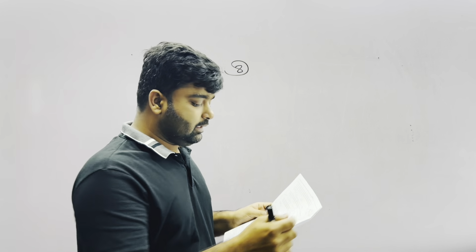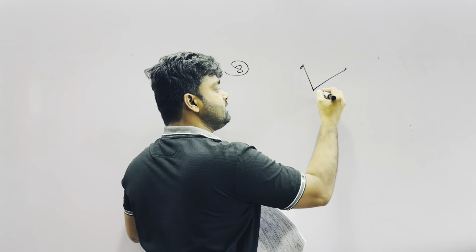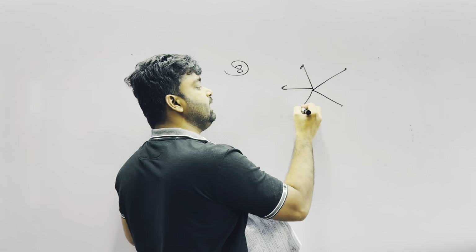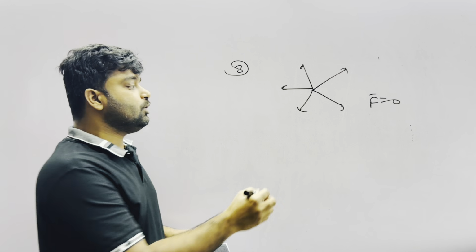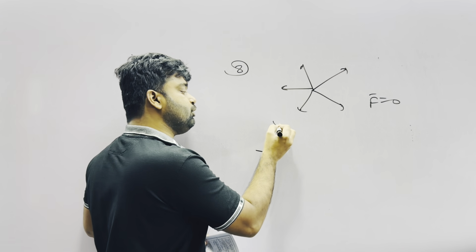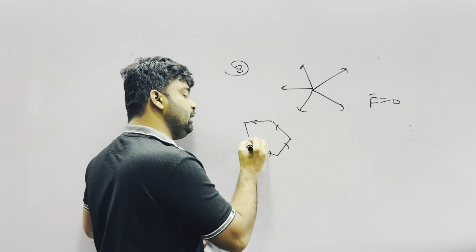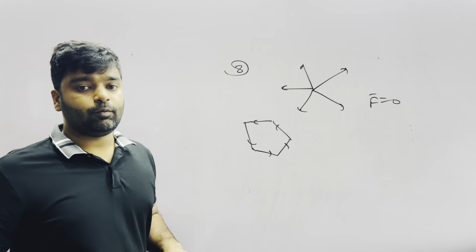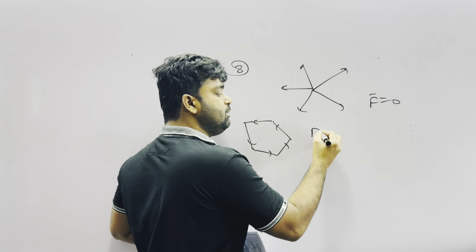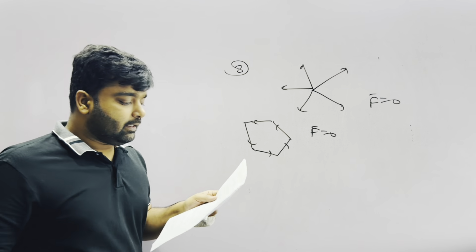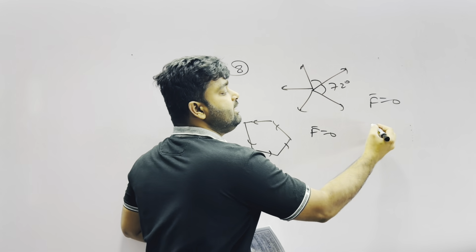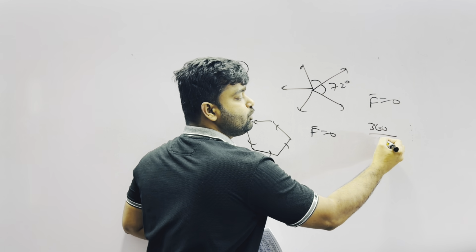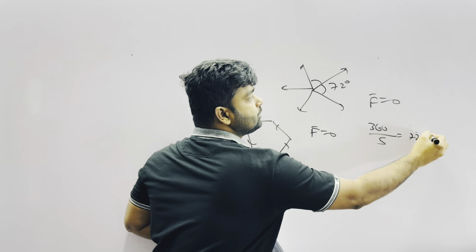Question number 8. 5 equal forces are acting at equal angles symmetrically. Then the resultant is obviously 0. Or otherwise you can draw a vector polygon. If you draw all 5 forces in order, they will complete the vector pentagon. Therefore, the resultant will be 0. Here they didn't mention the angle. The angle will be 72 degrees. That means 360 divided by number of forces 5, that will be 72.